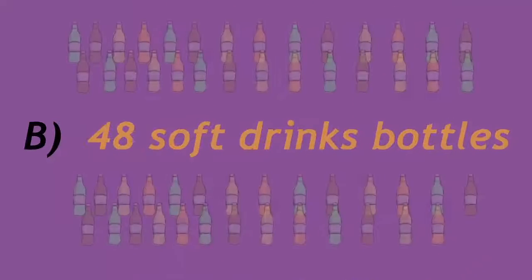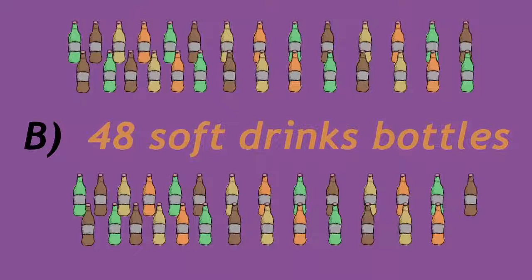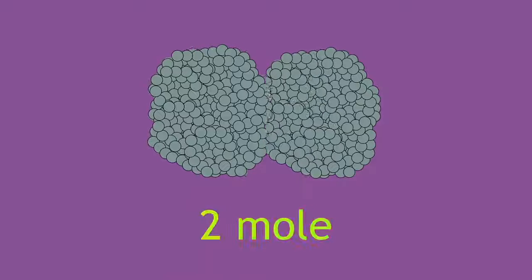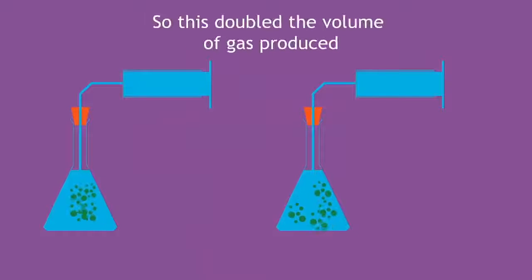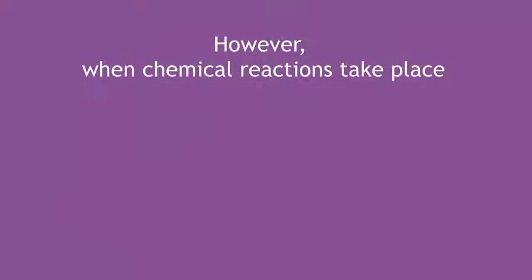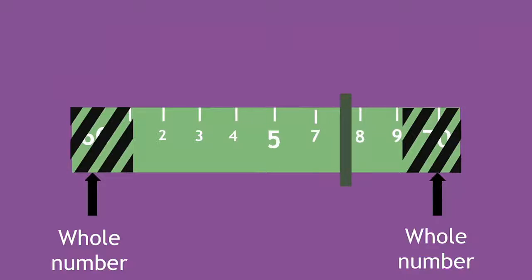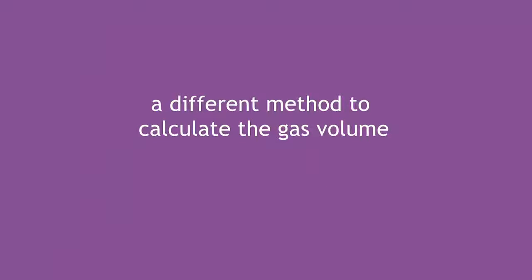The correct answer was B, 48 soft drinks bottles. This is because we doubled the number of moles of gas from 1 to 2, and so this doubled the volume of gas produced. However, when chemical reactions take place, they don't always produce whole numbers of moles of gas, and so you need a different method to calculate the gas volume.